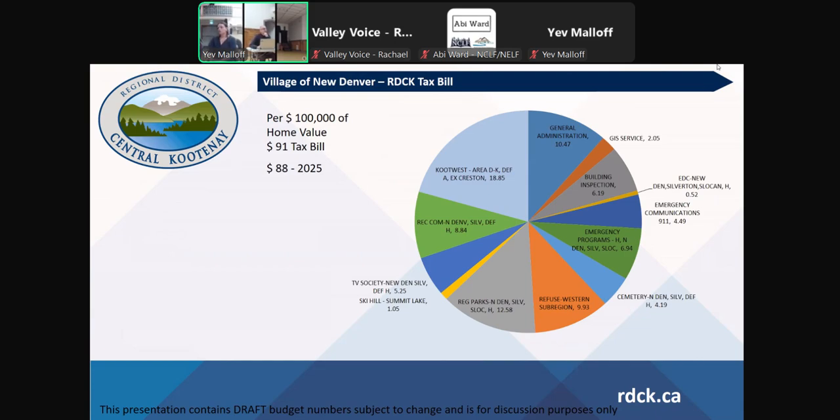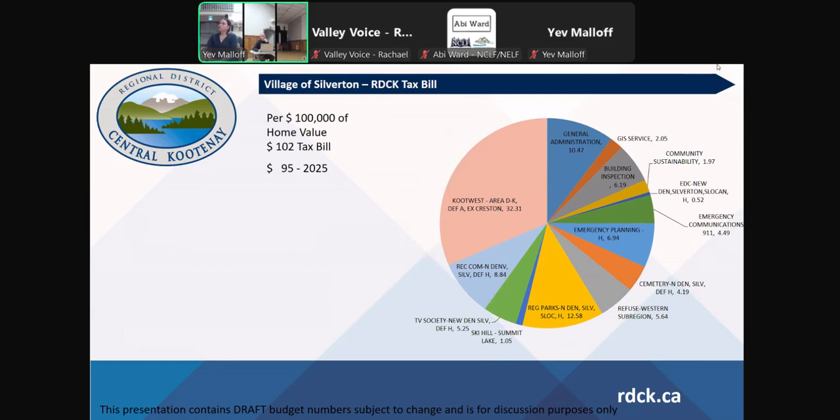And so per $100,000 of home value, that translates roughly to $90, similar to what it was last year. So if you own a home that's worth $600,000, multiply that by 6, so just about $550 of regional district taxation. Silverton is a little bit higher per 100,000, just around $100 per thousand. Again, transit's the largest, followed by recreation and parks, and then general admin, building inspection, and waste.